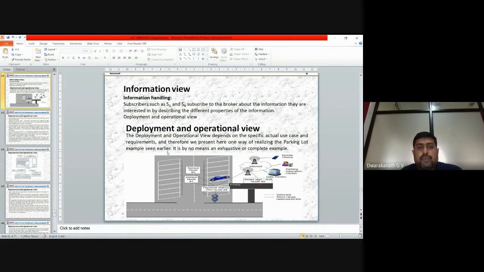and it is by no means an exhaustive or complete example. So we'll take the same parking slot example, whatever is there. Now we'll discuss in depth that in reality, if we deploy, what are the constraints or what are the extra things we should take into consideration. That we will see, and that model we will take as an example.